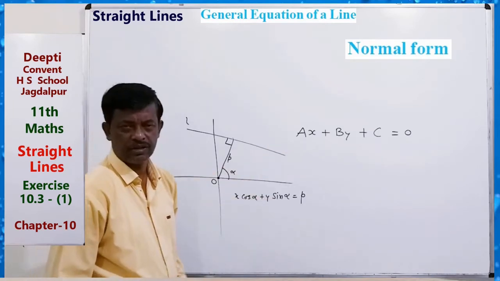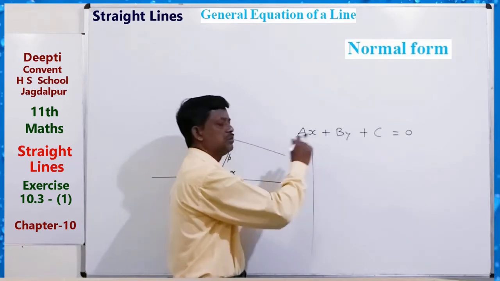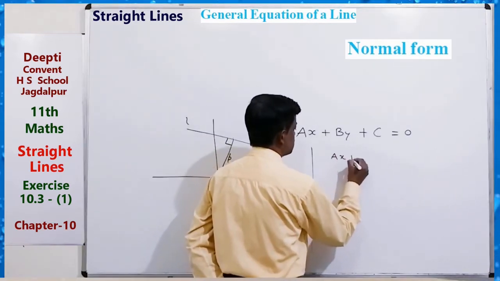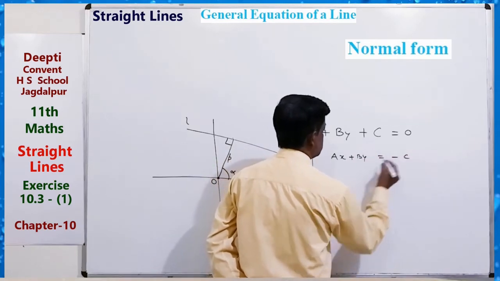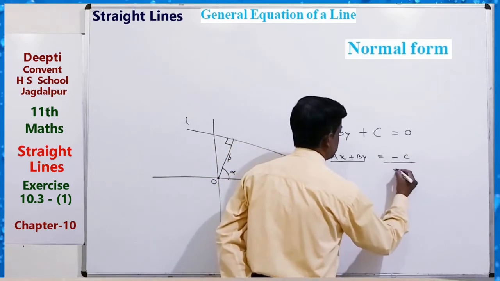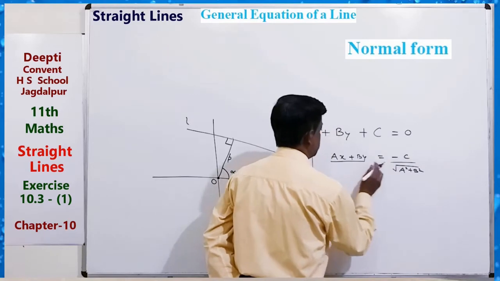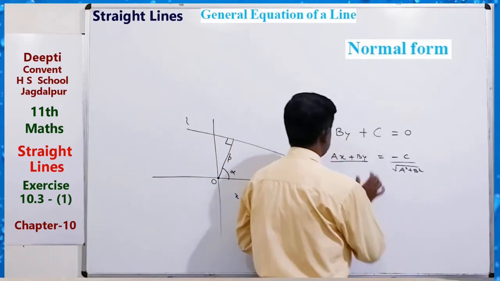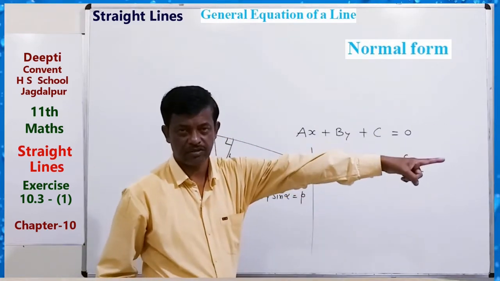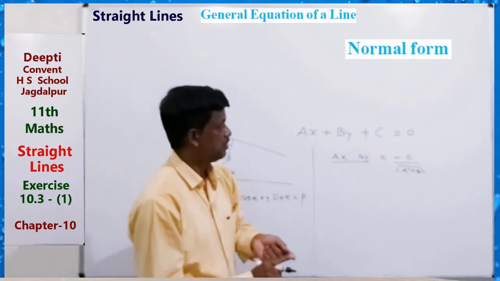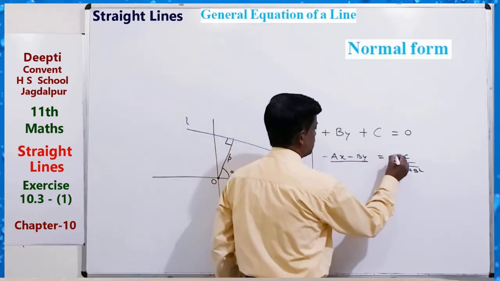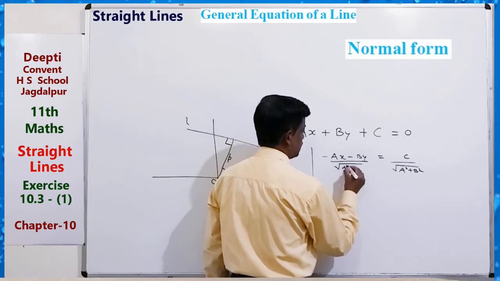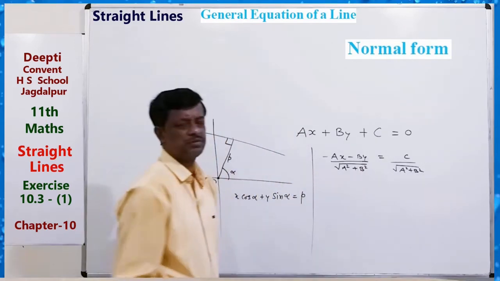So we can also convert it in such a way: divide this equation by root over a square plus b square. So ax plus by equals minus c, and divide both sides by root over a square plus b square. After writing the right hand side as positive, if c is taken to the right hand side as minus c, multiply by minus sign, so minus ax minus by, and root over a square plus b square. Just divide.